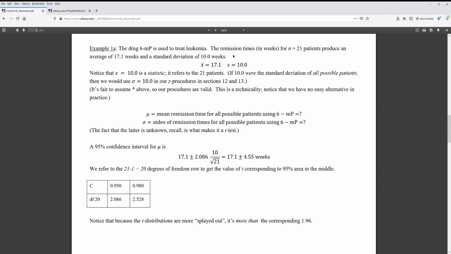Here they don't say anything like that. Here all they tell us is how the 21 patients we looked at happens to vary. So this is our sigma unknown version of our procedures. The fact that this is an s rather than a sigma means we have to use the t-distribution to find our answers. We'll do a confidence interval, we'll do a hypothesis test or two.